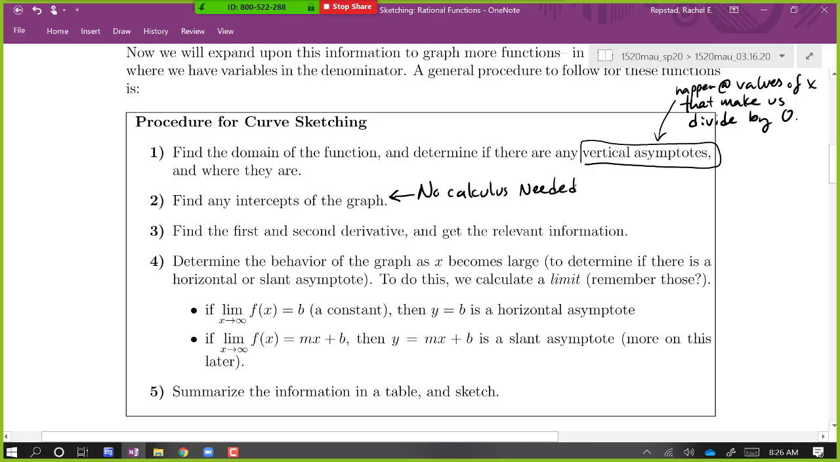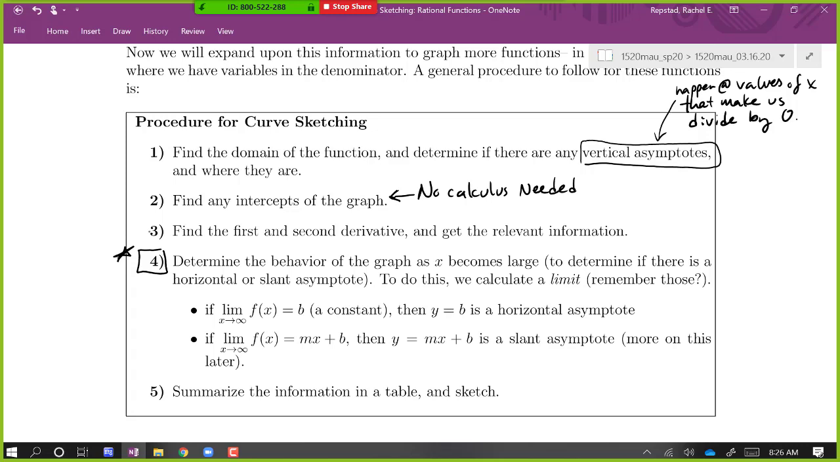And then we get to the calculus parts. We get our first and second derivatives and get all of our information from that. And now part four here, step four, this is new. Determine the behavior of the graph as x becomes large. With polynomials, as x becomes large, it just sort of continues growing upward or downward in kind of a smooth fashion.